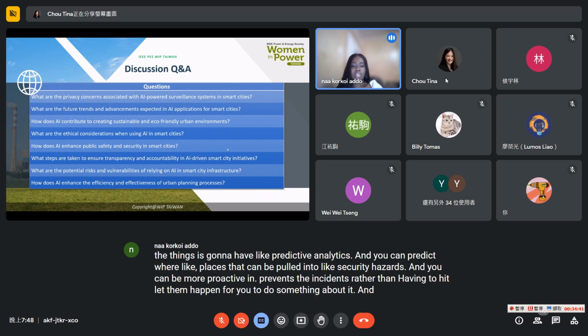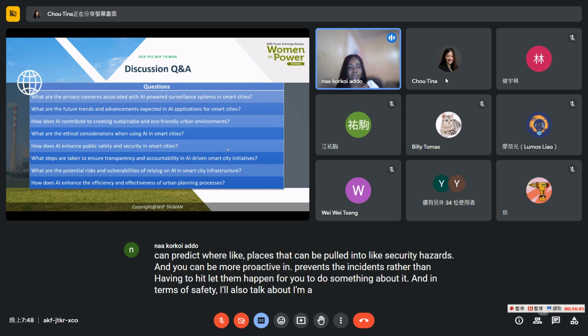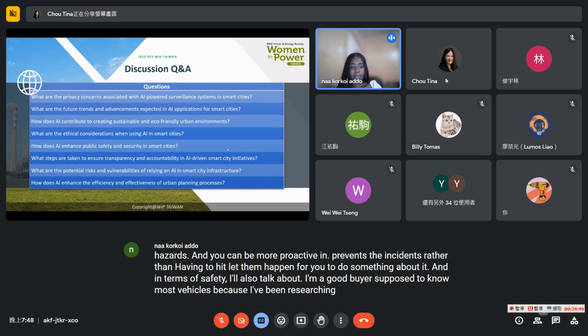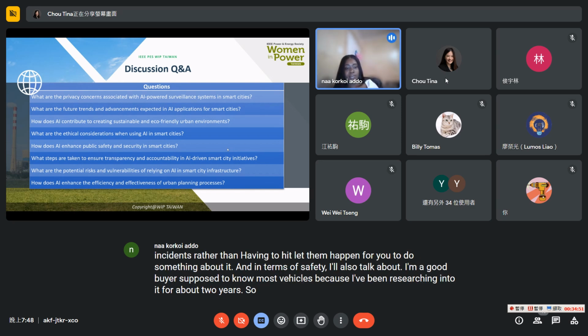In terms of safety, I'm a bit biased towards autonomous vehicles because I've been researching them for about 2 years. So I would say that in terms of public safety as well, autonomous vehicles are doing a great job.